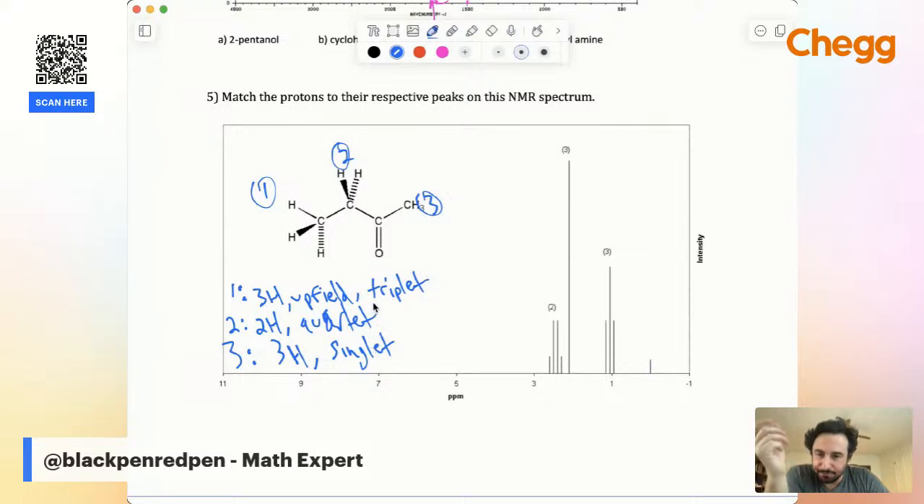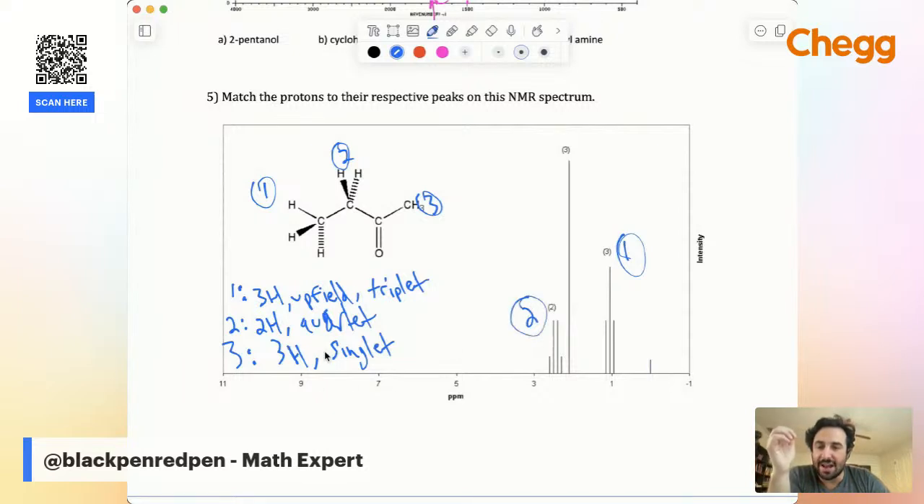Okay, now we're ready to do our assignments. Do we have a 3H upfield triplet? Yes, we do. This one is integrated to 3. It is the most upfield, and it is clearly a triplet, so that is peak 1. Then do we have a 2H quartet? Remember, we didn't know where the chemical shift might put it, but being a 2H quartet is more than enough information to make the assignment. Here is a 2H quartet right here. As it turned out, it was slightly more downfield, slightly more de-shielded than the other peak, but that's okay. We're going to call it 2.